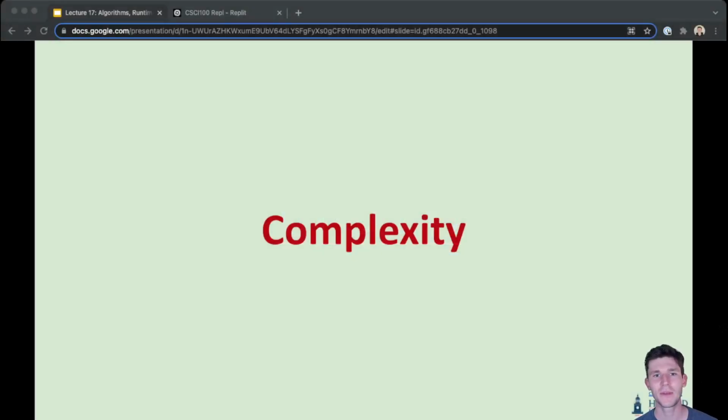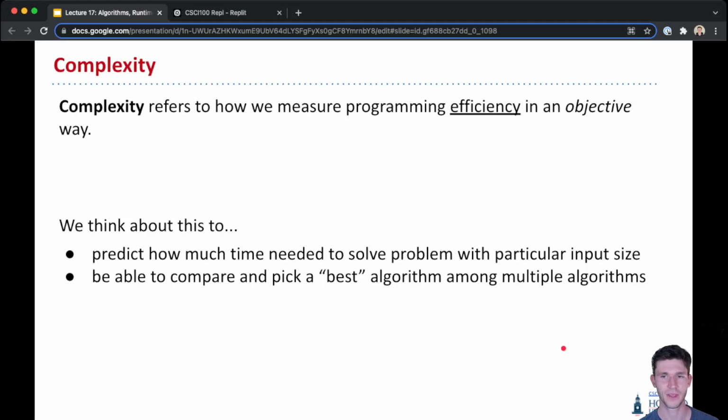Now, how do we think about comparing algorithms? If I have two algorithms to solve the same problem, which one is better? Well, this is where the idea of complexity comes in. Complexity refers to how we measure programming efficiency in an objective way.